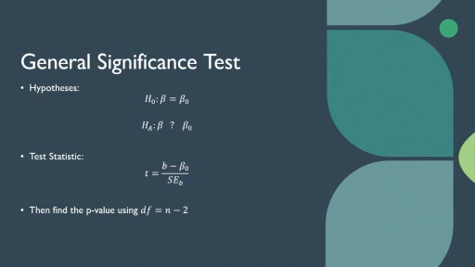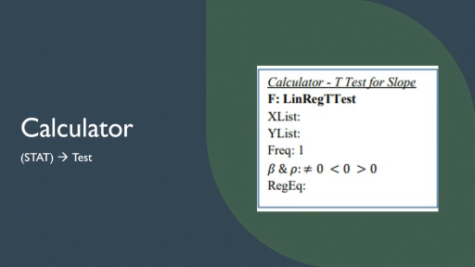And then for the p-value you're using a df of n minus 2. So just like the previous one, when we talked about your df being n minus 2, same thing here, because there are two sets of data.